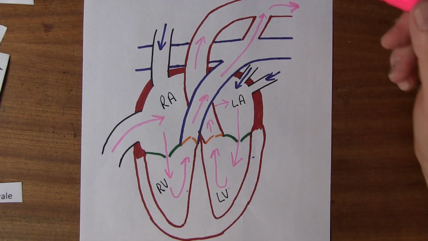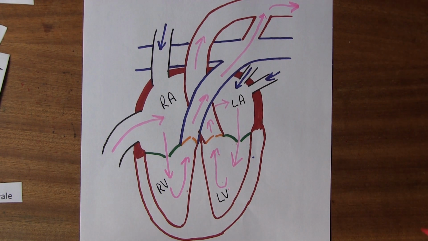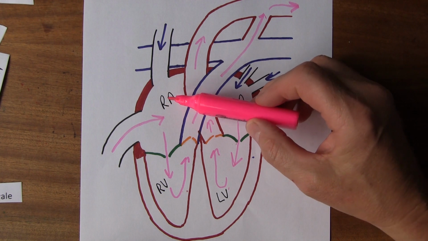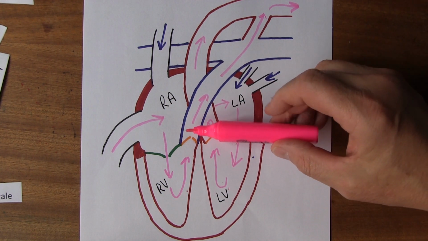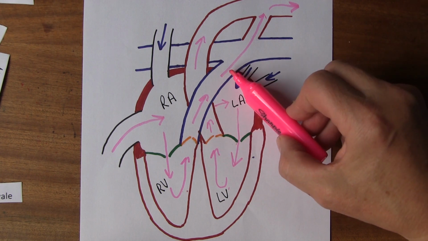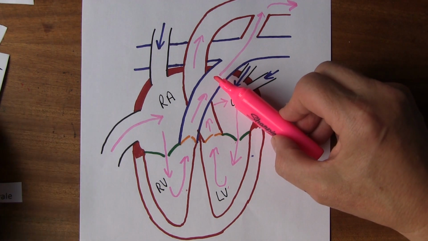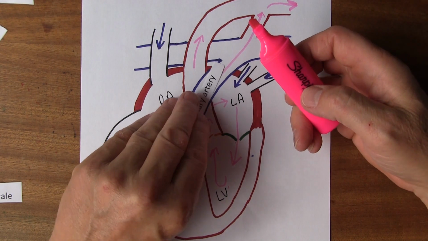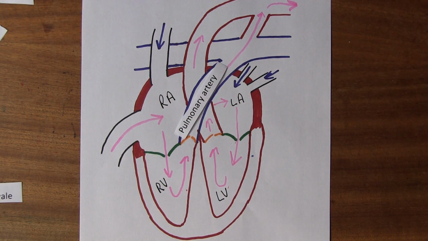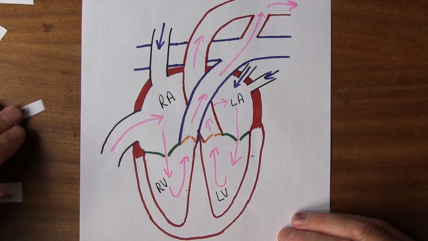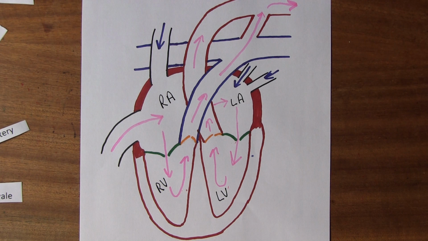So that's good. But we've also noted that some of the blood goes from the right atrium to the right ventricle, and that this blood is pumped into the pulmonary artery. Here, the main trunk of the pulmonary artery. Now, do we want a lot of blood going to the fetal lungs? No, we don't want a lot of blood going to the fetal lungs because they're not oxygenated.